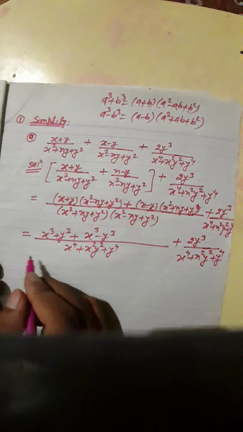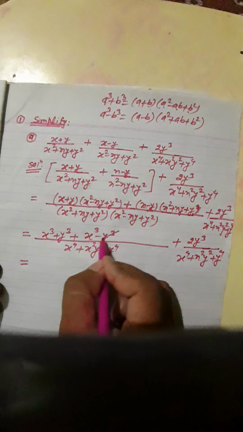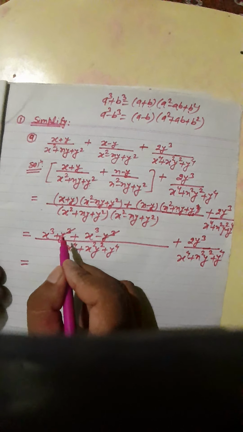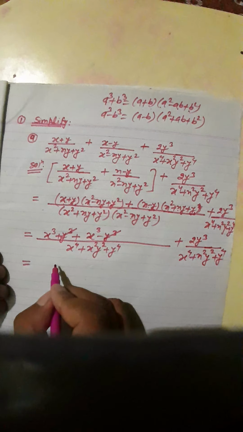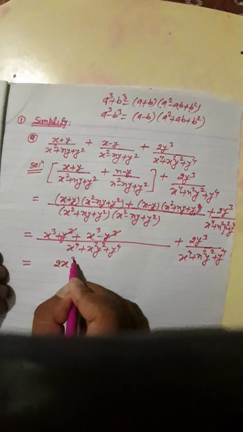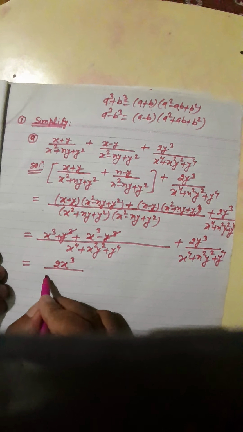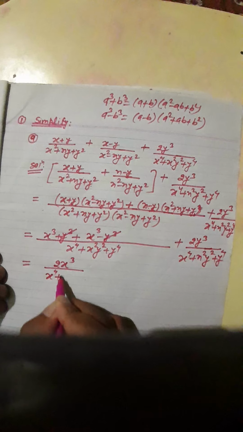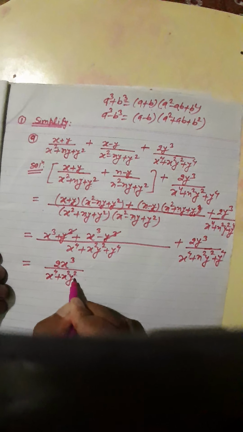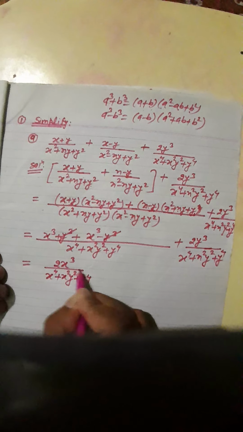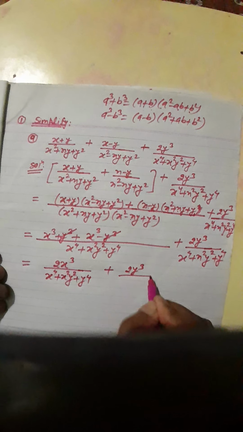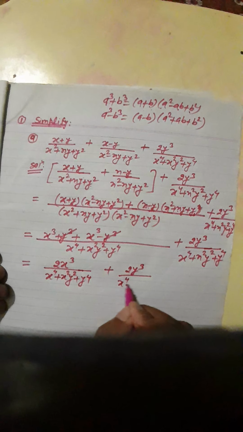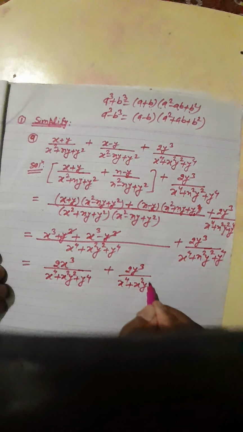Okay, then here you can see this minus y cube plus y cube, we can cancel it, and what remains is x cube plus x cube, we can add, so we get 2x cube divided by, downside we can put the same, x to the power 4 plus x square y square plus y to the power 4, plus here also we can do the same thing, 2y cube upon, downside, x to the power 4 plus x square y square plus y to the power 4.